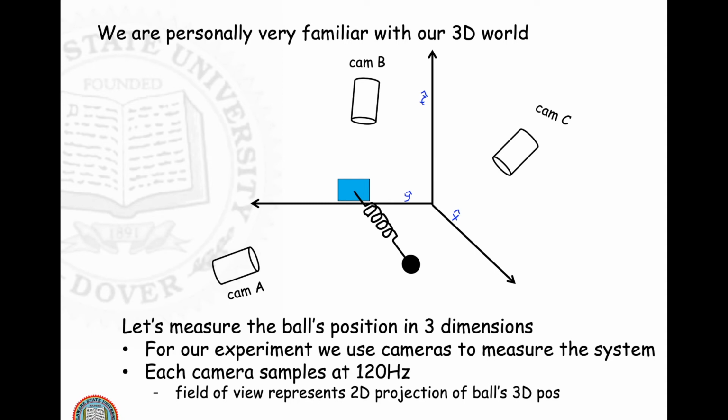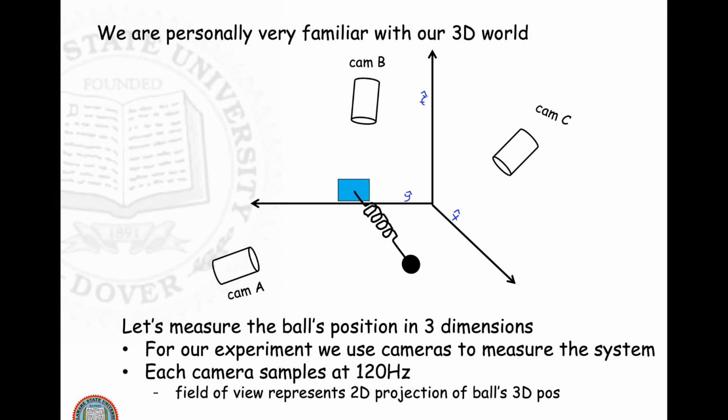And so in real terms, we instrument our system. Let's say we have three cameras. We have camera A down below, camera B somewhere up above, and camera C off on the right of the screen. In our experiment, we're going to use the cameras to measure the system state.